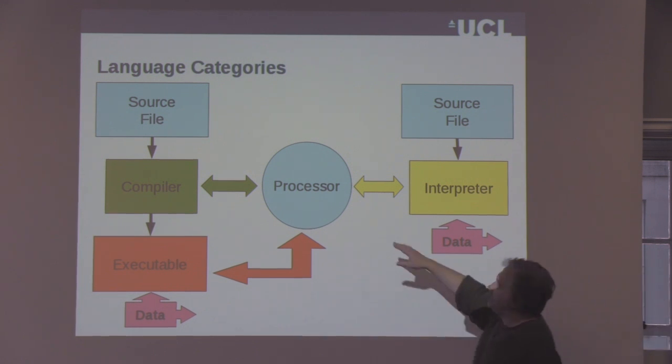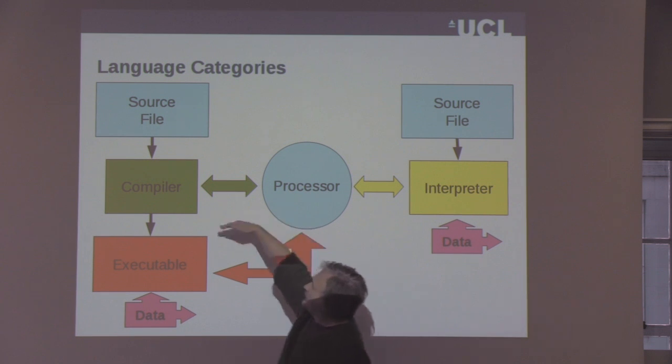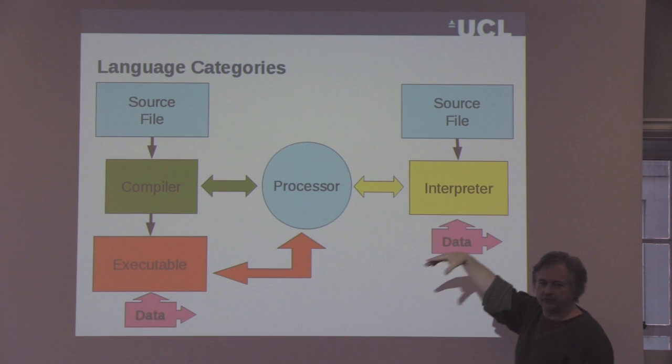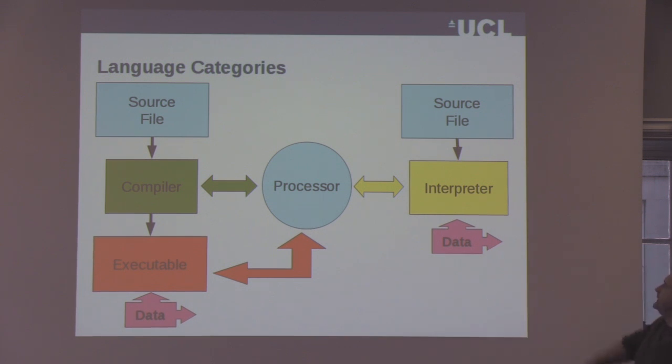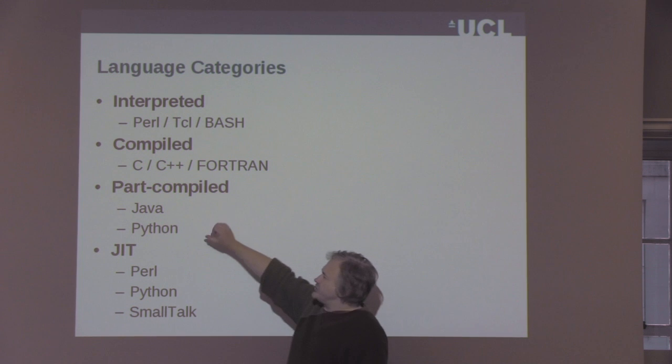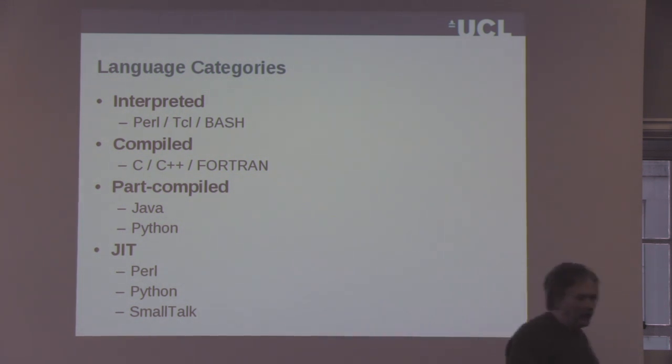The disadvantage is that every time you want to make a change, you have to go through this process of compiling the code again. So it slows down the development, but the software runs faster. So here are a few examples. Things like Perl, a thing called Tcl, and Bash, which you'll be using later, are interpreted. Things like C, C++, Fortran are compiled. Things like Java and Python are part compiled.